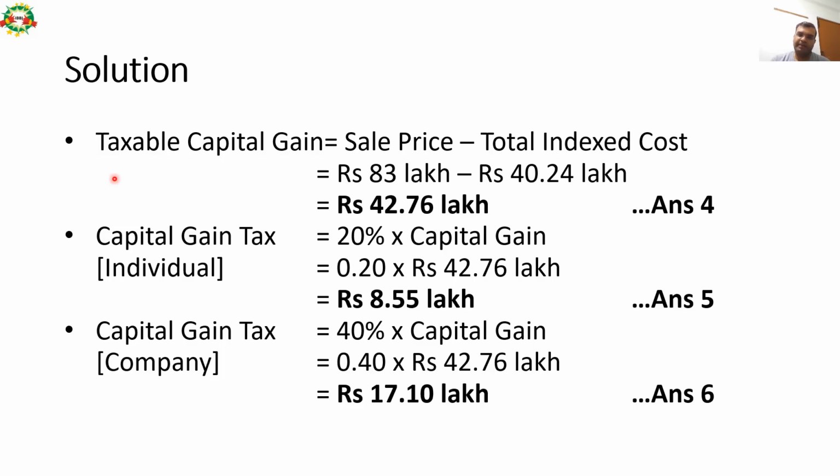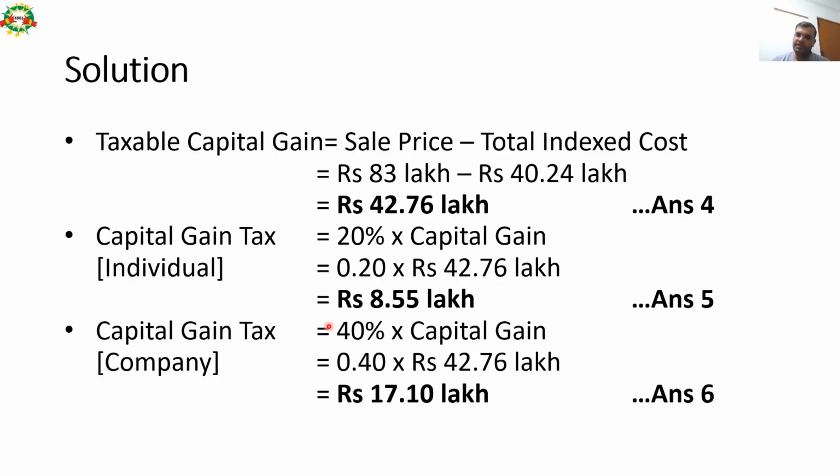Then taxable capital gain is equal to sale price minus total index cost. Sale price is given in the question; this we have calculated in the last slide. So 83 minus 40.24 lakhs is equal to 42.76 lakh, the taxable capital gain. If the seller is an individual, then 20% of this amount is capital gain tax, and if he is a company, then 40% of this amount is capital gain tax.